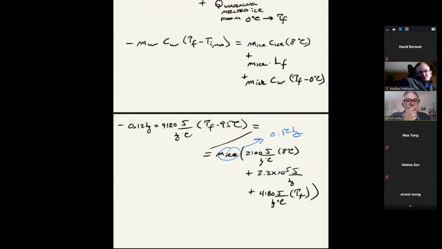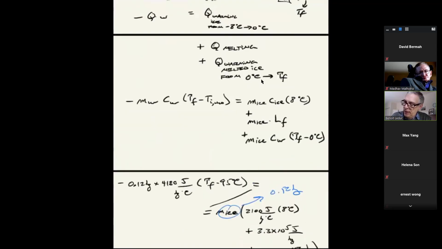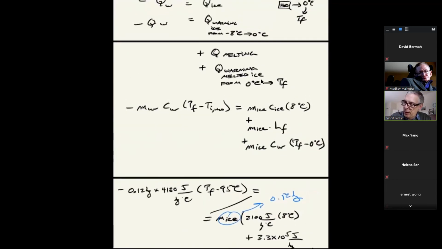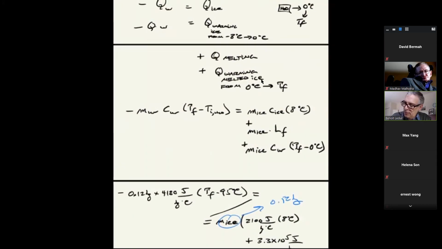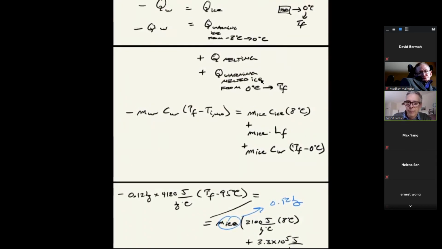Well, you pretend that the ice doesn't change state, and then you find your final temperature. So basically, here, you wouldn't have those two terms. Those two terms would not be there. Those two terms would not be there. You figure out what the final temperature is.